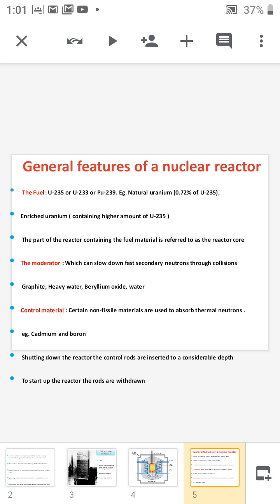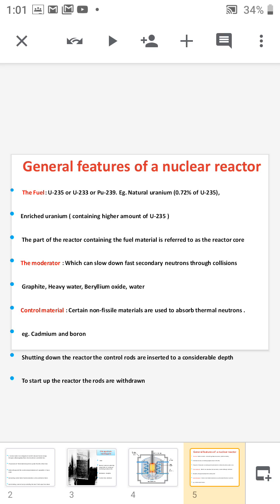Moderator means which can slow down the secondary neutron which is produced during the nuclear fission reaction through collision. So naturally we are using graphite, heavy water, beryllium oxide, or water as the moderator, which will slow down the neutron which is emitted in every nuclear fission reaction.